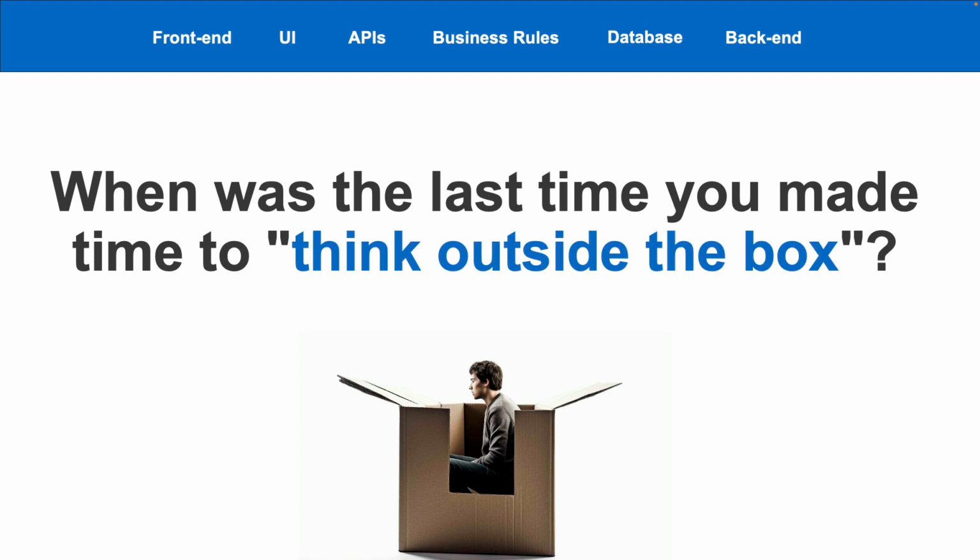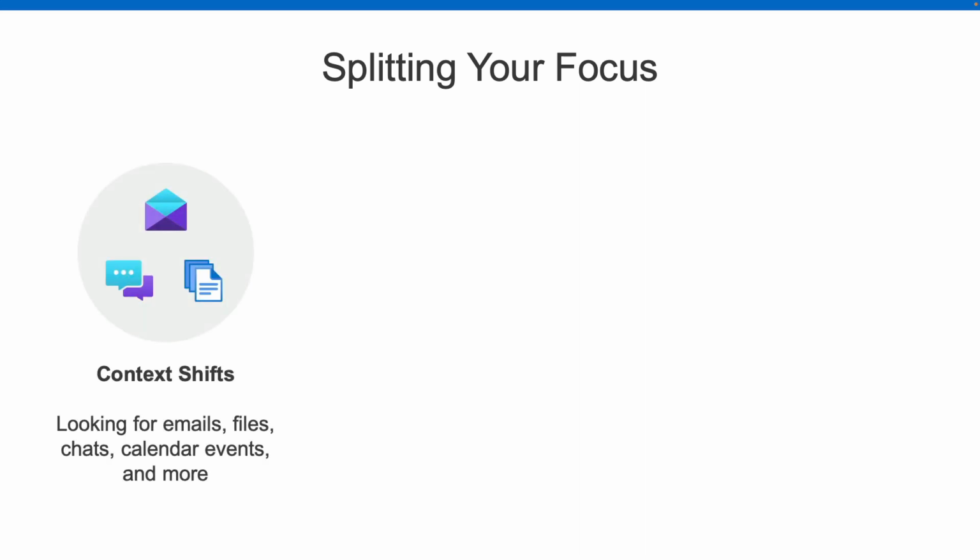But when was the last time you took a step back and thought outside of the box? So for example, when it comes to our focus, a lot of times we're splitting our focus across many different things. We have different context shifts. I can't tell you how many times I've dove into Outlook or Teams or some other tool to find something I need for the job I'm working on, only to come out 15, 20 minutes later and realize I never found what I was looking for because I got sidetracked. Well, what if we can improve that for users?